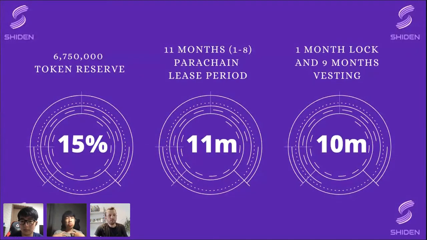And we are going to join the 1 to 8 slots. So this is the 11 months. So we are going to join the 1 to 8 slots to acquire a Parachain slot for 11 months. And after the 11 months, you can withdraw your KSM tokens you locked during the auction.